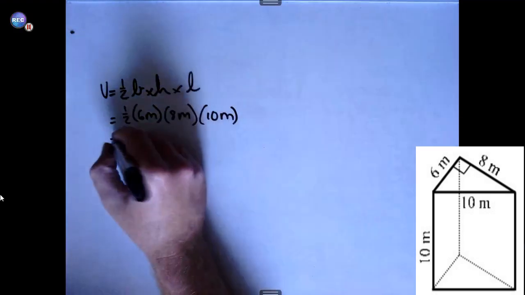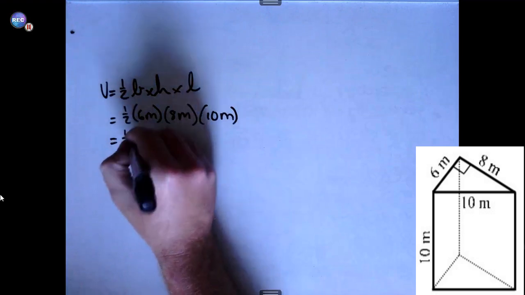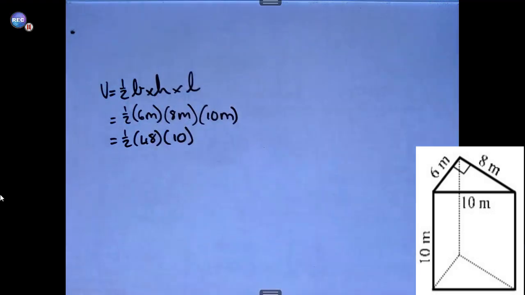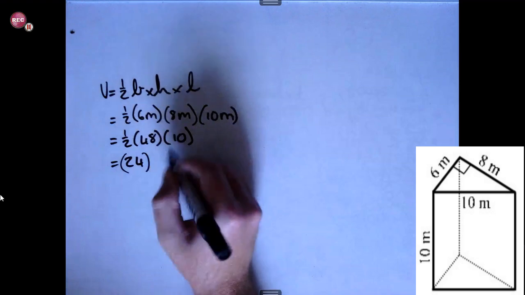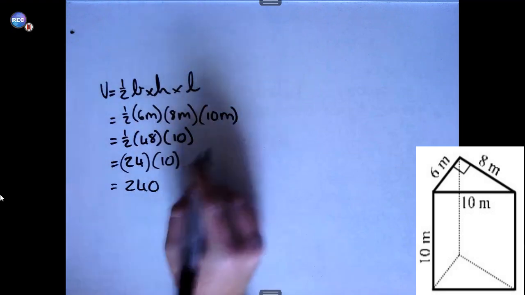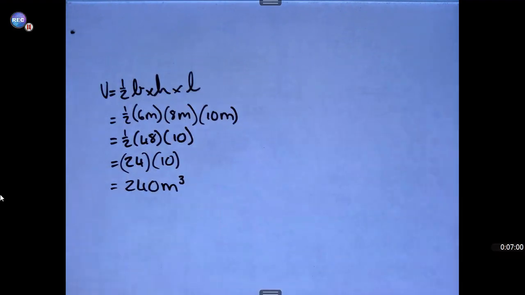Okay, so when we go and calculate this, you'll see that if you say 6 meters times 8 meters, that will give you 48. So you still have a half there, and 48 times the 10 that you've got there. Now, 48 times a half will give you 24. So 24 times 10 would then give you 240. And we were working with meters, so that would be meters cubed. And that is the total volume of that triangular prism in this case.